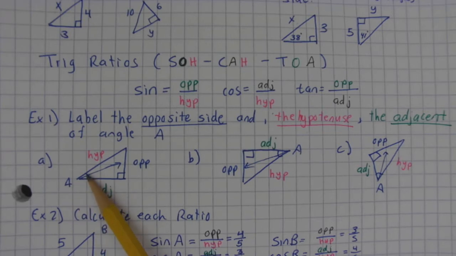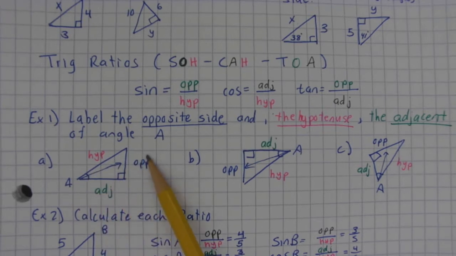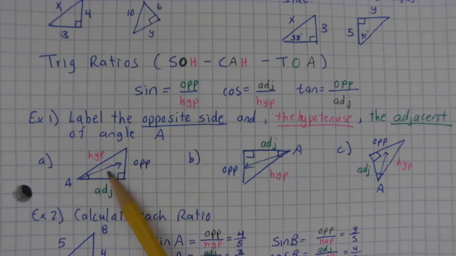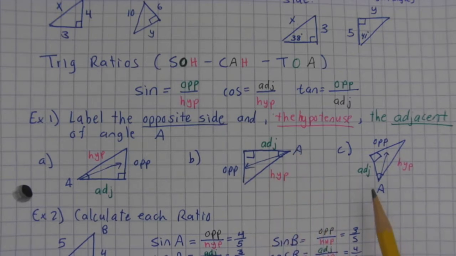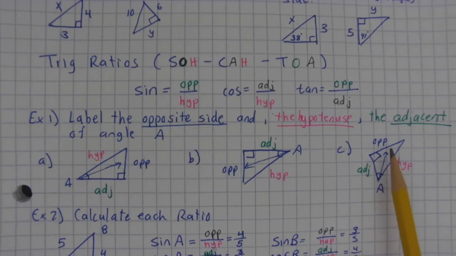So here's angle A, we're going to go to the opposite side. That's the one that's furthest away. So that's always going to be the opposite. It doesn't matter where the angle is. Like if the angle is over here, then the opposite is furthest away in the other direction. If angle A is over here, the opposite is furthest away.